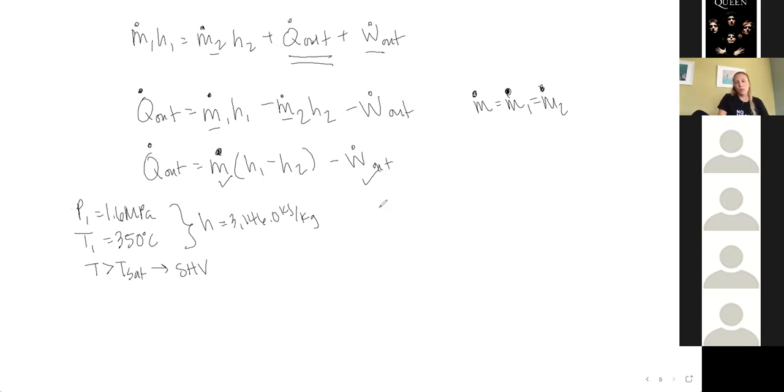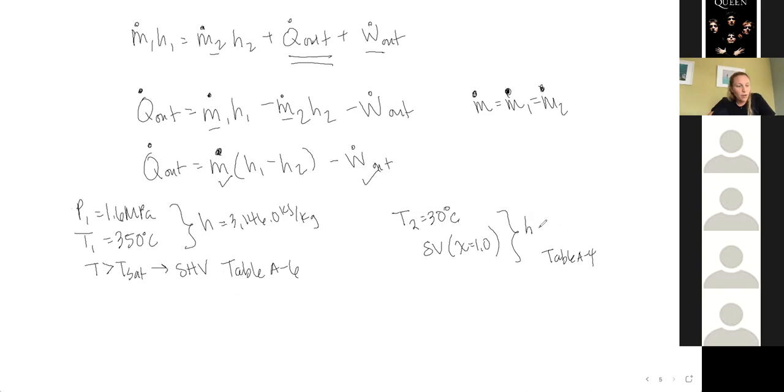And then for our second point, we know that we have a saturated vapor. So we have our temperature at point 2 is equal to 30 degrees. We know that this is a saturated vapor, or our quality is 1. So we can go to table A4. Over here, we were at table A6. Now we're going to be in table A4. Good job, Beefy. And we can look up at 30 degrees Celsius, our enthalpy value is 2,555.6 kilojoules per kilogram.